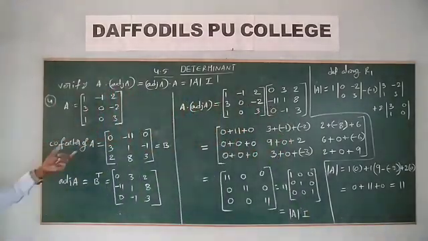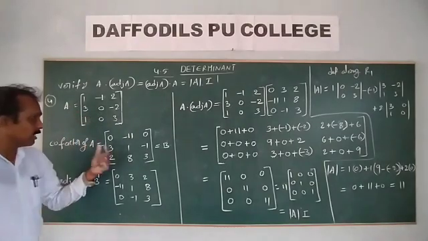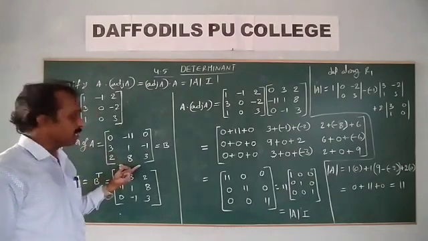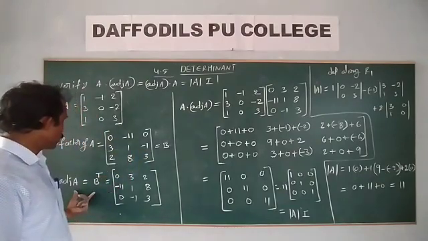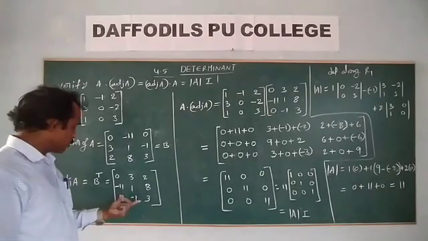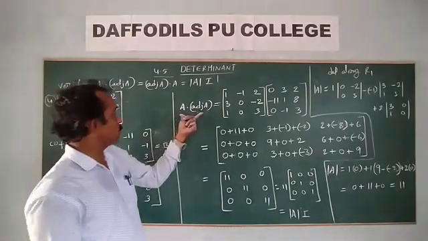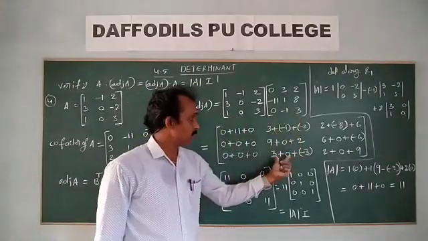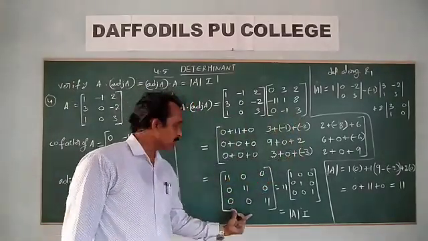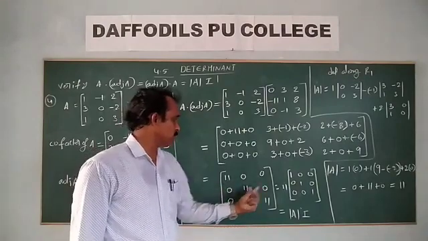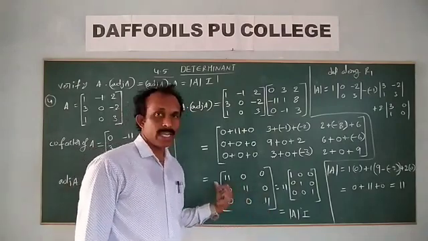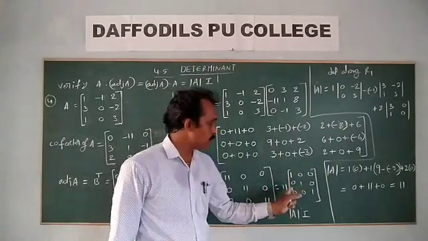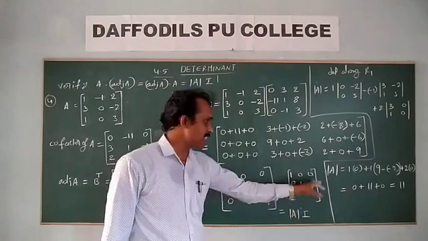So come to this one. First of all, the A matrix. Next, finding adjoint A: first you find cofactors, afterwards take the transpose. Transpose gives the adjoint A definition. Next, A into adjoint A. After solving the problem, finally we got the answer 11 0 0 0 11 0 0 0 11. Take 11 common from the matrix only one time: 11 of 1 0 0 0 1 0 0 0 1. That is the identity matrix.